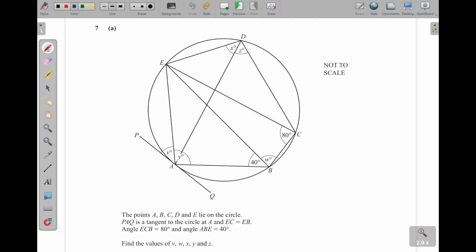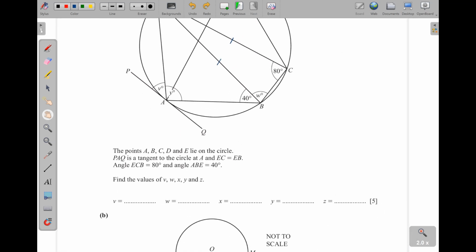So if EC here is equal to EB, the EC here is equal to this one. Don't you think this is an isosceles triangle? So this is equal to that. So the base angles of an isosceles triangle are always equal. So W has to be equal to 80 degrees, right? So W is equal to 80 degrees.